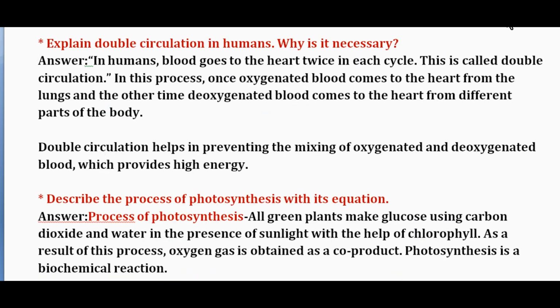Next, explain double circulation in humans. Why is it necessary? In humans, blood goes to the heart twice in each cycle. This is called double circulation. In this process, once oxygenated blood comes to the heart from the lungs, and the other time deoxygenated blood comes to the heart from different parts of the body. Double circulation helps in preventing the mixing of oxygenated and deoxygenated blood, which provides high energy.